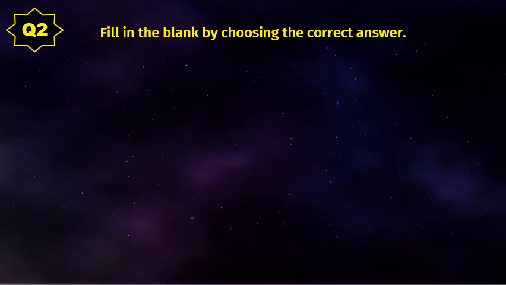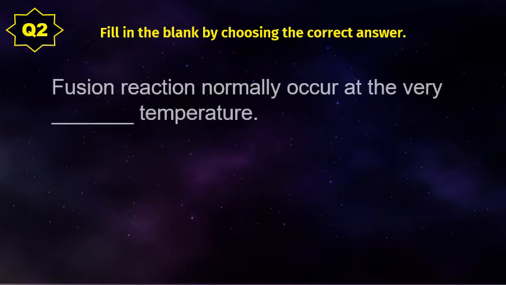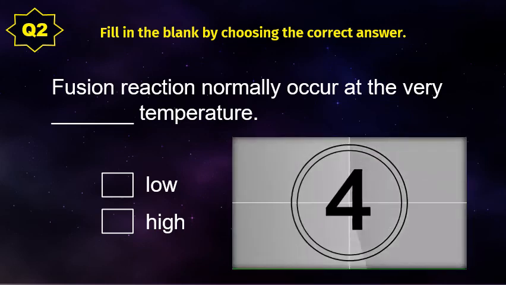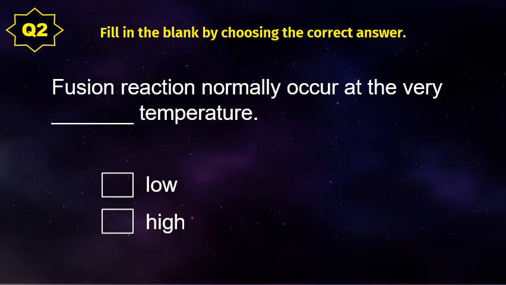Question 2. You also need to fill in the blank by choosing the correct answer. Fusion reaction normally occurs at very ... temperature. So, is it low or high? The answer is high. So you must remember, fusion reaction occurs at very high temperature.